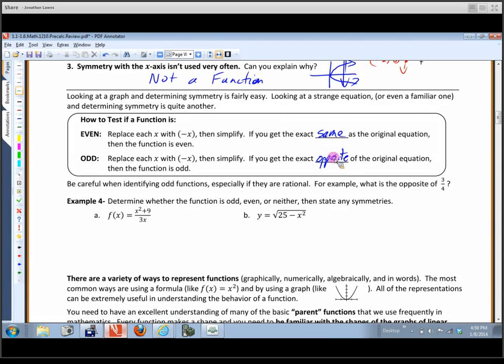Okay, so you do have to be very careful with odd functions, especially if they're rational, especially if they involve fractions, which this one right here does. So for example, if I said, what's the opposite of 3/4, most people would say, well, it's negative 3/4. Well, you've got to be careful with this because remember, there are 3 ways to write a negative fraction. You can write the negative on the top, you can write the negative on the bottom, but can you do this?